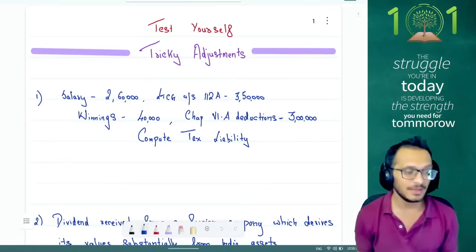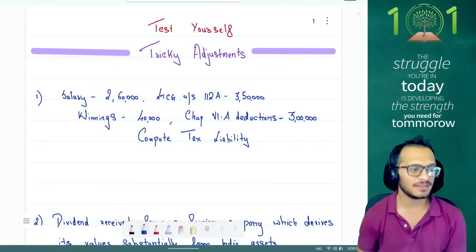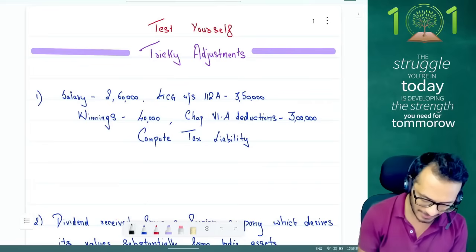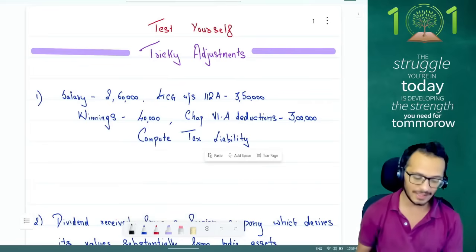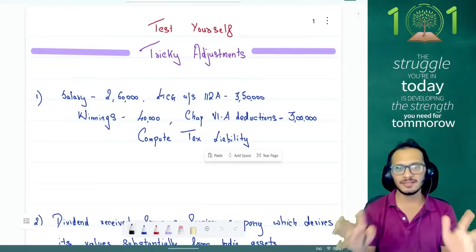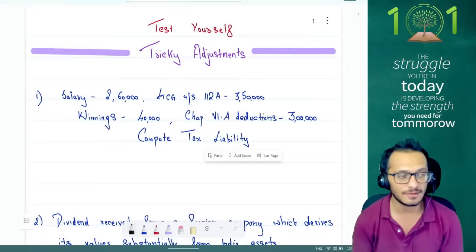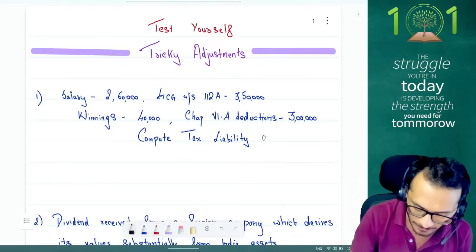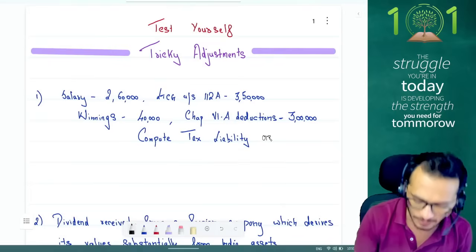Tricky adjustment number one. The question would give you an MCQ kind of format. The question says, I have a salary given to you of 2,60,000. I have an LTCG under 112A given to you for 3,50,000. Winnings of 40,000. Total chapter 6A deductions after considering everything has been given as 3 lakh rupees. They're asking you to compute the tax liability, assuming I'm going for old tax regime.